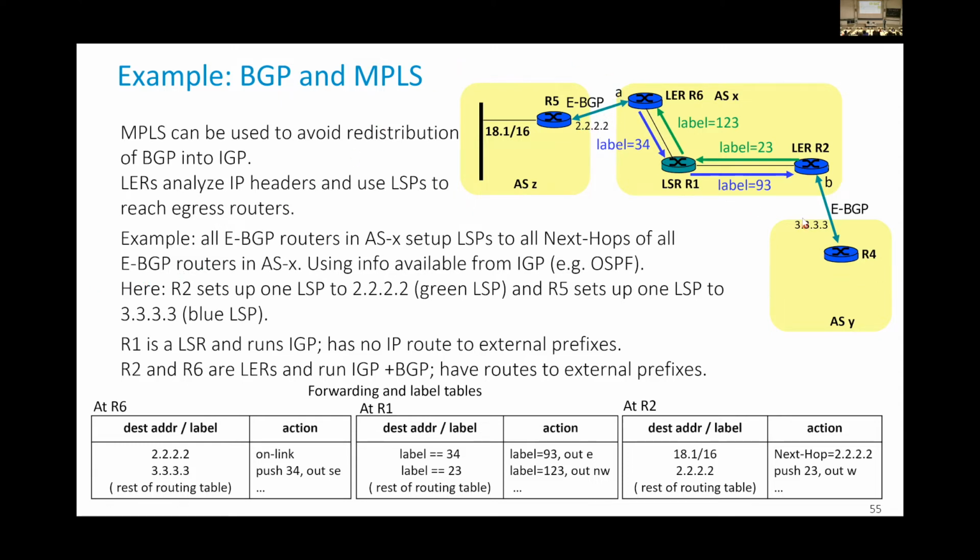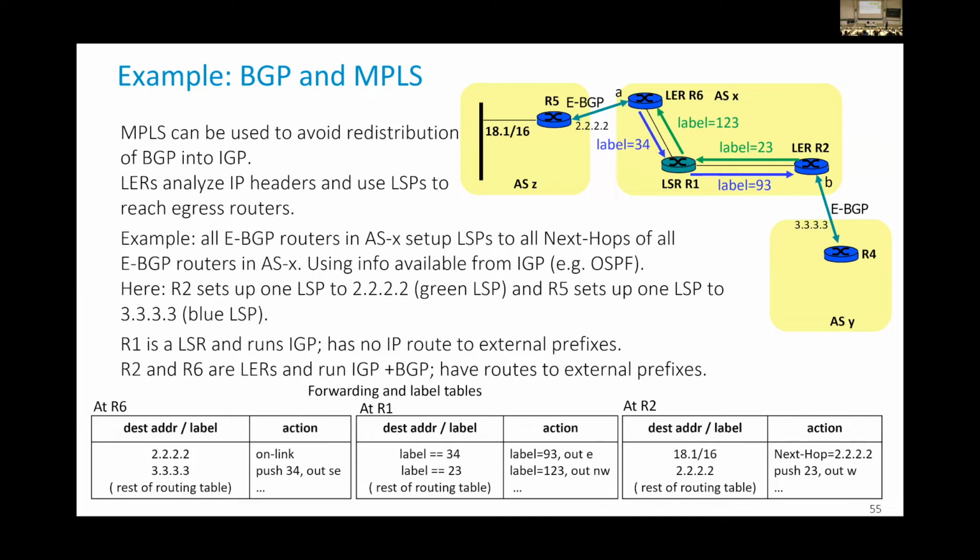And when a packet comes here, this first eBGP router that sees the packet will find in its routing table the next hop. For example, at R2, we will see 18.1/16, next hop is 2222. We've seen this is what BGP does. It injects into the forwarding table the next hop.